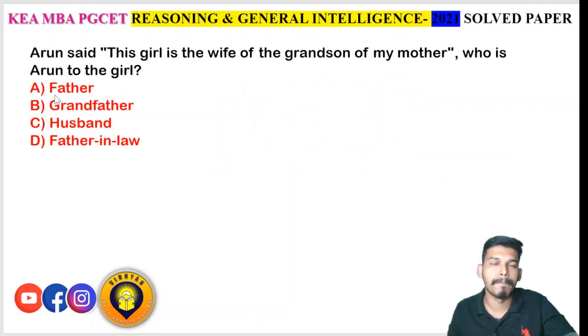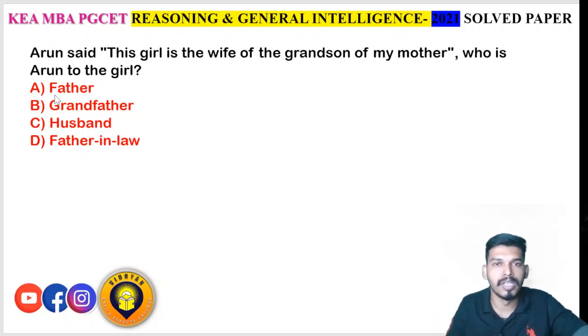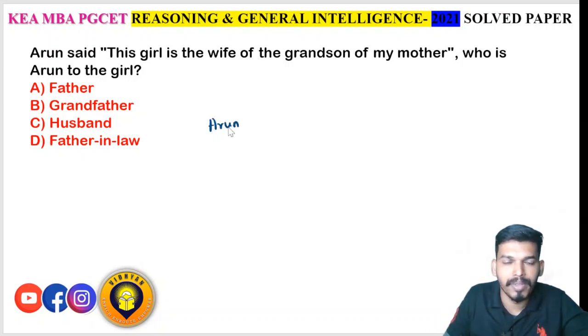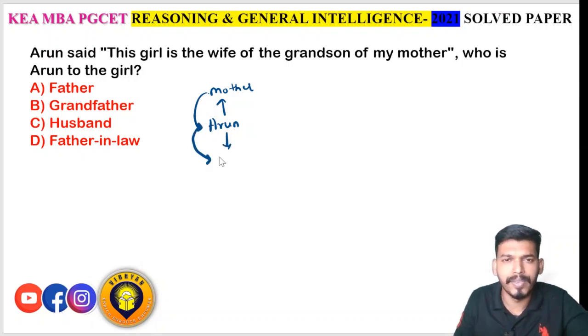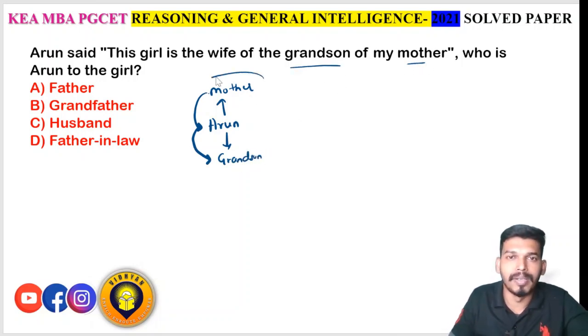Next one. Arun said, this girl is the wife of the grandson of my mother. Who is Arun to the girl? So Arun is saying that this girl is the wife of the grandson of my mother. The grandson of Arun's mother, that is Arun's mother. So Arun's son will become the grandson of the mother. Grandson of my mother means the son of the mother, Arun, right?